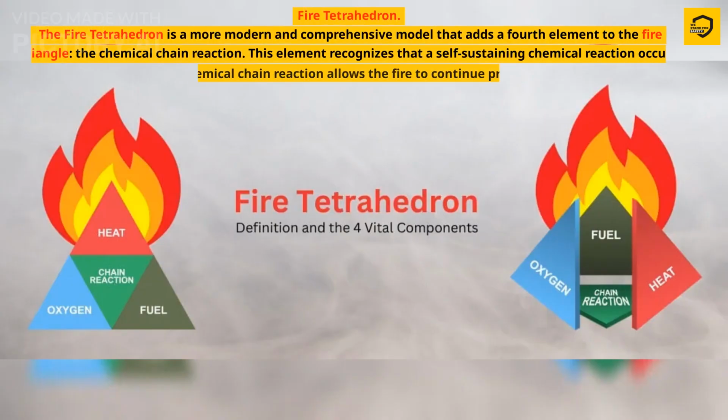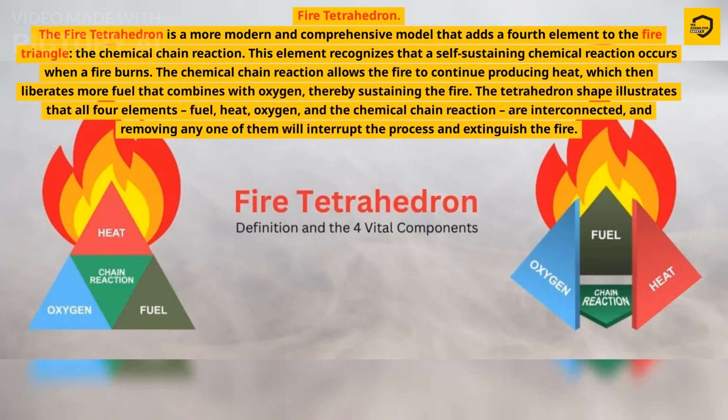Fire tetrahedron. The fire tetrahedron is a more modern and comprehensive model that adds a 4th element to the fire triangle, the chemical chain reaction. This element recognizes that a self-sustaining chemical reaction occurs when a fire burns. The chemical chain reaction allows the fire to continue producing heat, which then liberates more fuel that combines with oxygen, thereby sustaining the fire. The tetrahedron shape illustrates that all 4 elements, fuel, heat, oxygen, and the chemical chain reaction, are interconnected, and removing any one of them will interrupt the process and extinguish the fire.